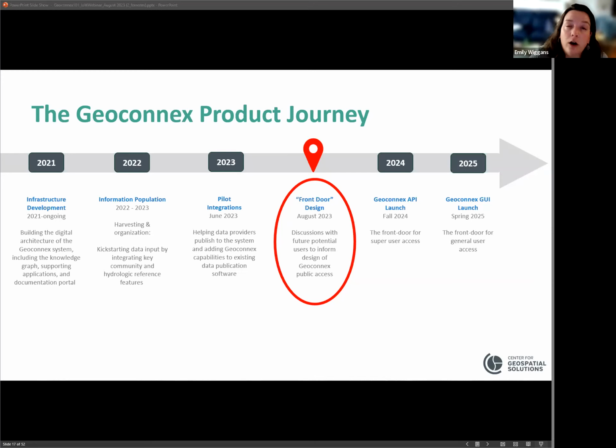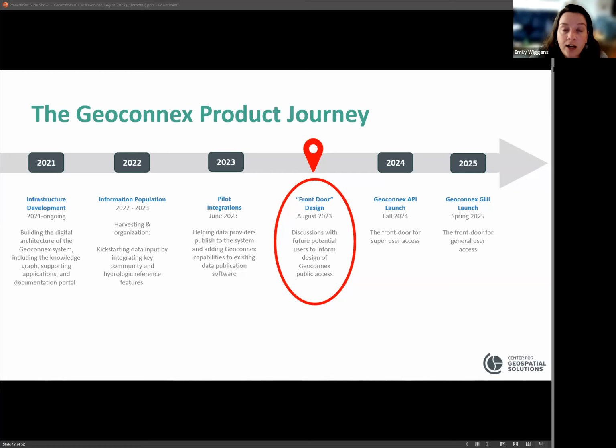Since then, we've worked on information population, where we've been adding data to the system and integrating key community and hydrologic reference features. You'll hear more about that soon. In 2023, we started with some pilot integrations where we were helping data providers publish their data to the Geoconnex system and adding capabilities to existing data publication software.